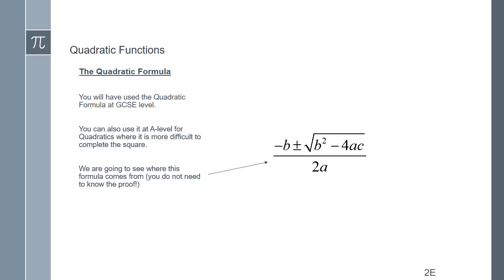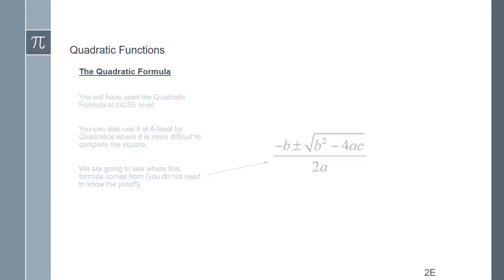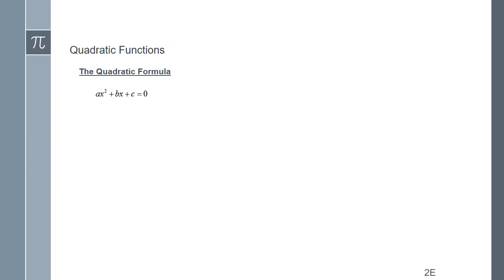That's the formula that you know and love: minus b plus or minus the square root of b squared minus 4ac, all over 2a. You've undoubtedly been told it, you probably have used it, and here is where it comes from. So let's take a general quadratic, ax squared plus bx plus c is equal to 0. What we can do is complete the square on it.